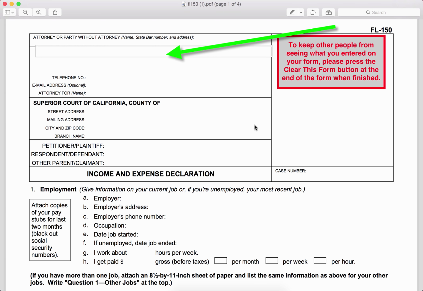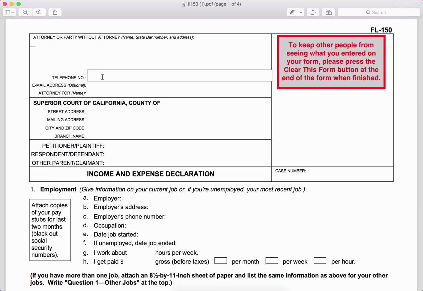First, you will find a box labeled Attorney or Party Without an Attorney. Provide your name, address. Where domestic violence is involved, you may be able to keep your address confidential. Please talk to an attorney or someone at your local courthouse to get more information if you want to keep your address confidential. Next, provide your telephone number. You may also provide your email address.